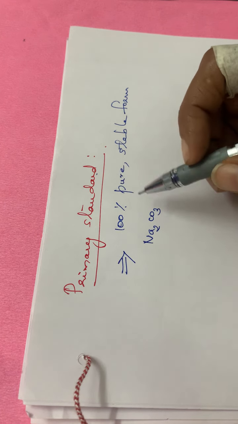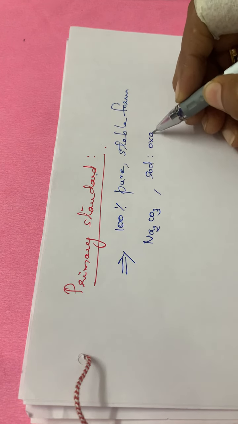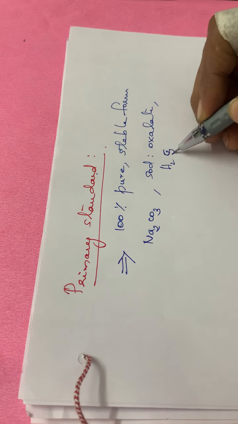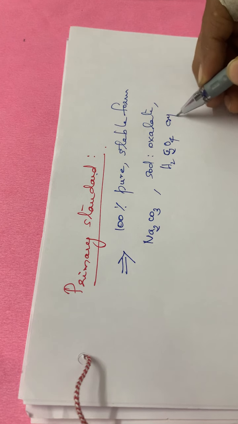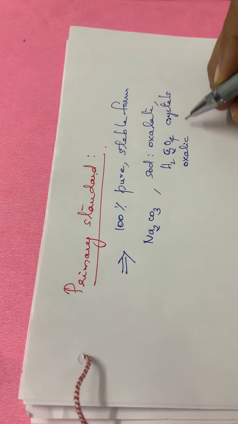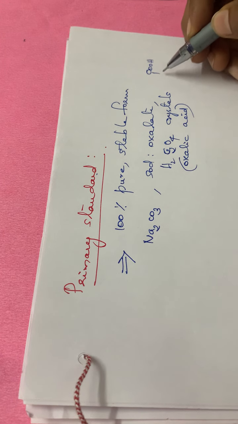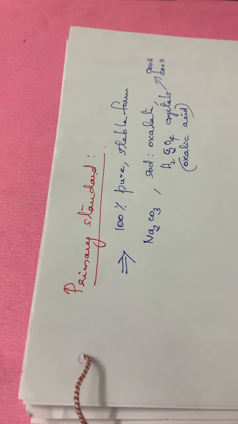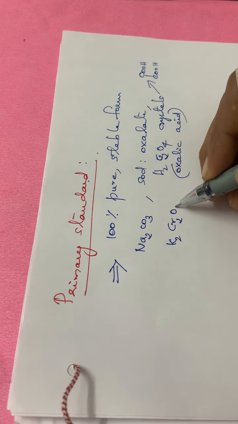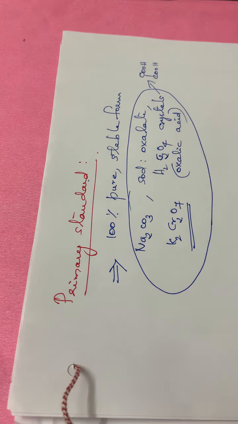Normally we use sodium carbonate, then sodium oxalate, Na2C2O4, then oxalic acid, H2C2O4, that is oxalic acid crystals, COOH. Then potassium dichromate, K2Cr2O7. All these substances we use as primary standards.